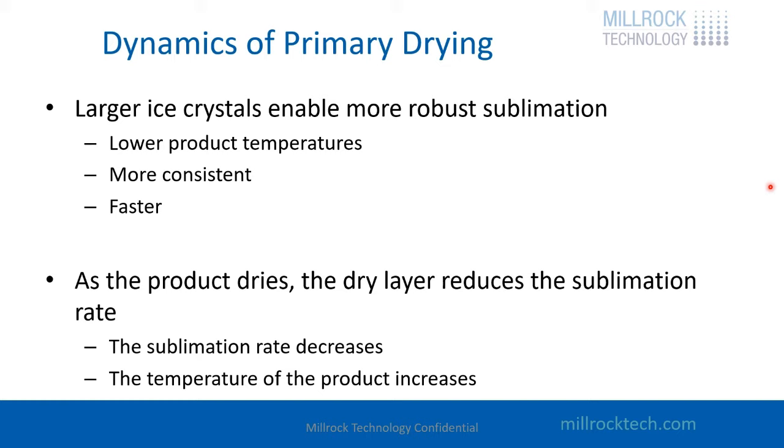So, the dynamics of primary drying. We've discussed some of this stuff. Larger crystals enable more robust sublimation that will result in lower product temperatures, a more consistent cycle, and a faster drying cycle. So it's not only going to be faster, but it's going to be more robust at the same time. That's why it's so important to take the time to freeze properly. As the product dries, the dry layer reduces the sublimation rate. The sublimation rate decreases over time because of the dry layer, and that means that the temperature of the product is going to increase.